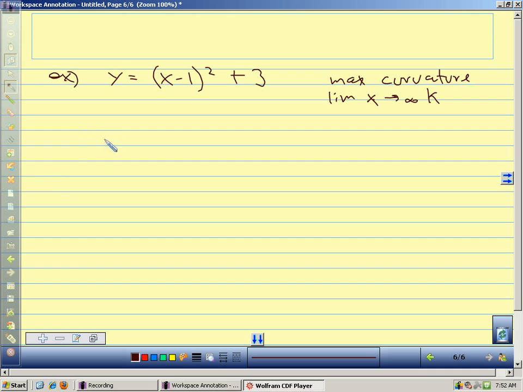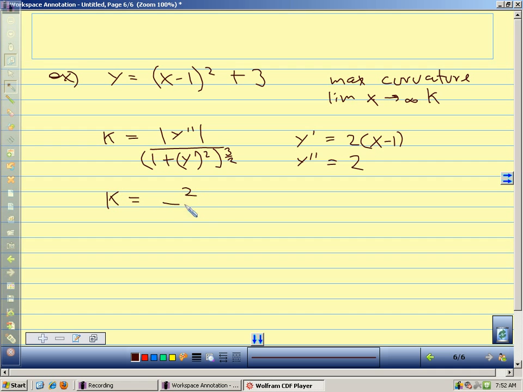We're going to use the formula that we just talked about. K is the magnitude of y double prime over 1 plus y prime squared to the 3 halves. So y prime is, calculate our derivative, y prime is 2 times x minus 1, and y double prime is just 2. So this is a nice, easy one to calculate with. So our curvature is just 2 over 1 plus 4 times x minus 1 squared to the 3 halves. And as x approaches infinity, k approaches 0, just like we thought.